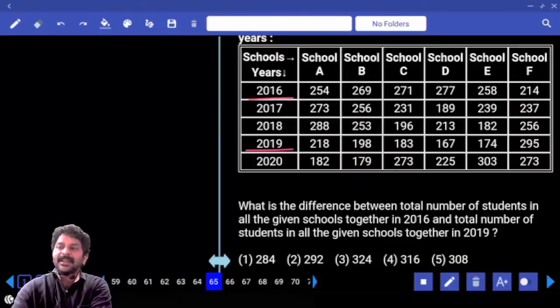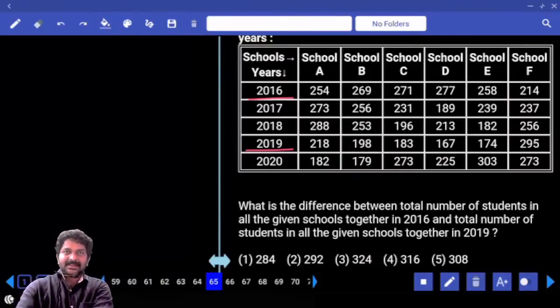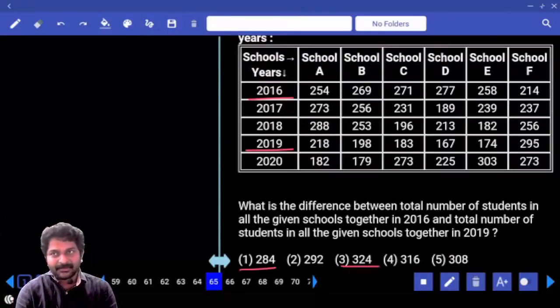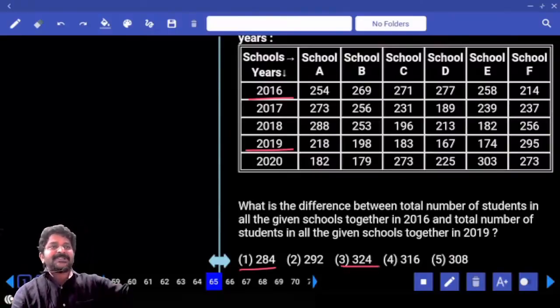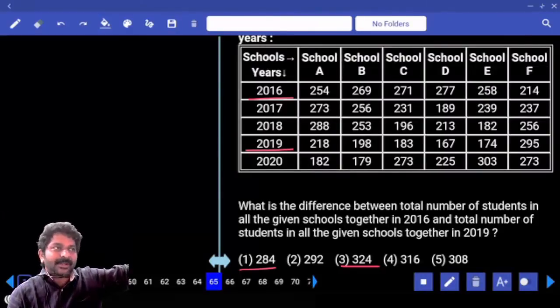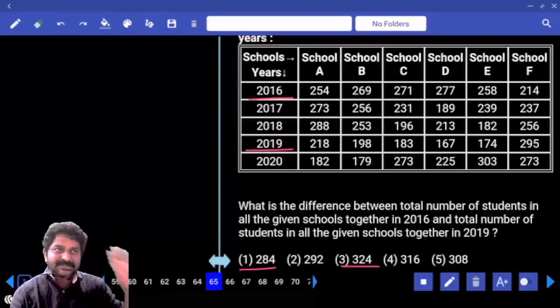Correct? Right. Can you go for last digit verification? You can try your luck, because first option and third option are ending with 4. If all the options are ending with different number, then definitely I would recommend you to go for last digit verification. But now we need to try our luck, because 2 options are ending with 4.